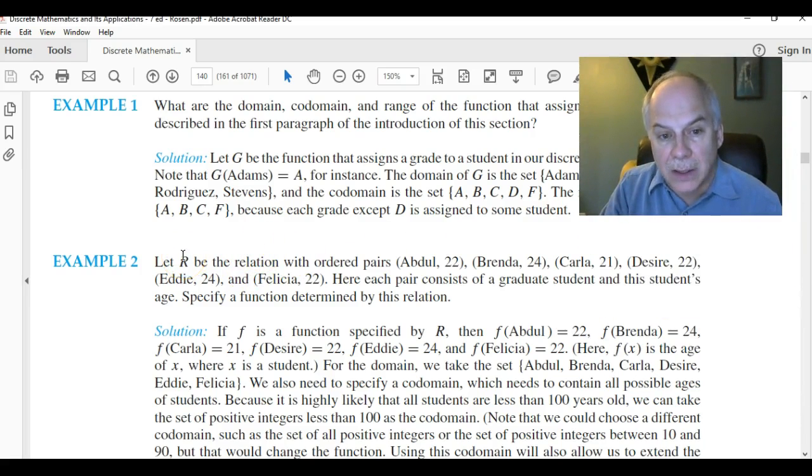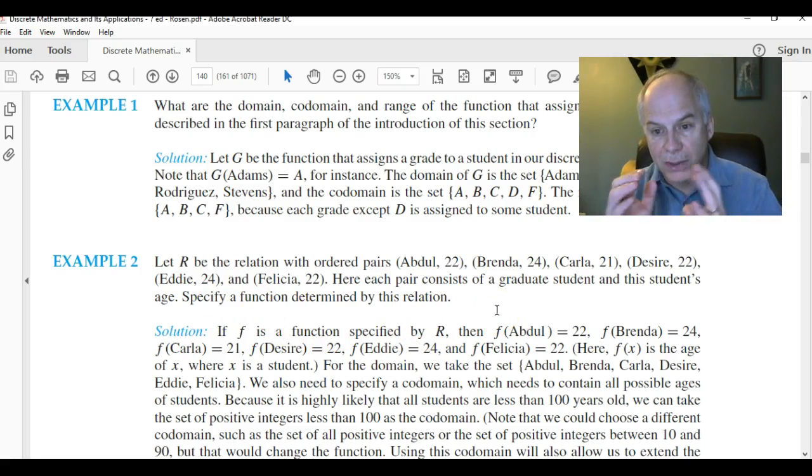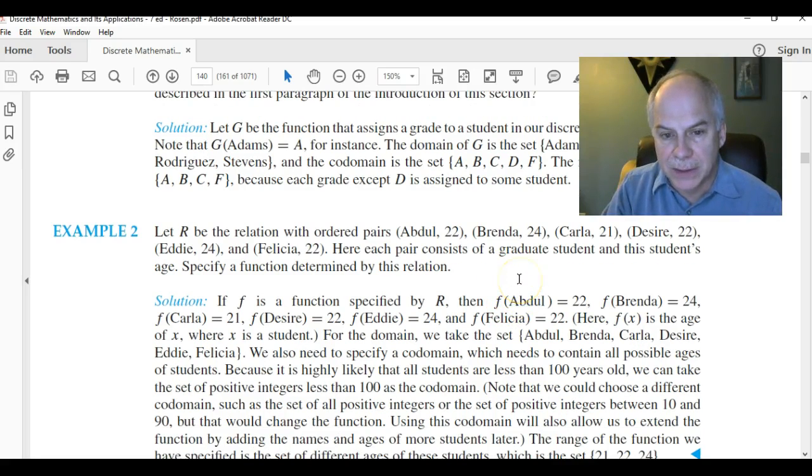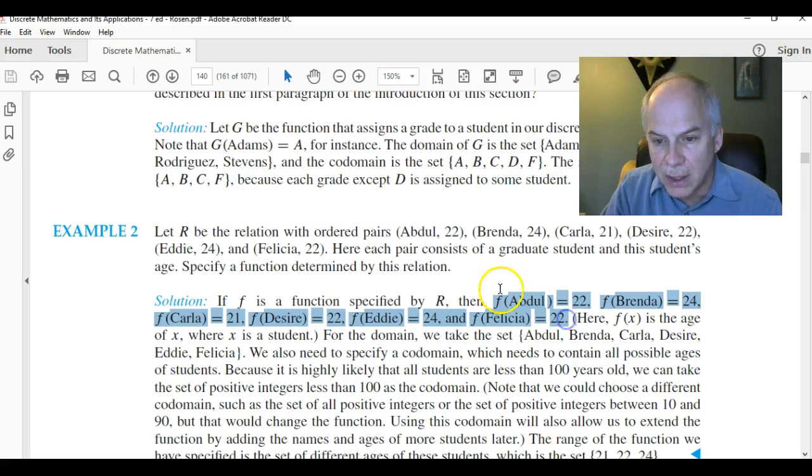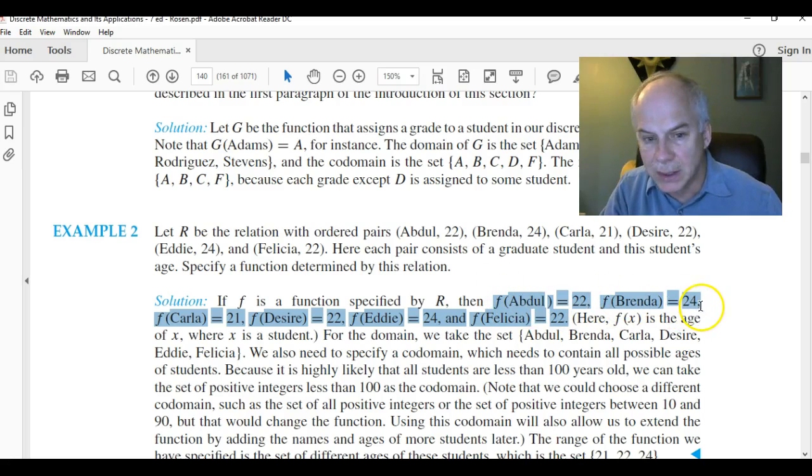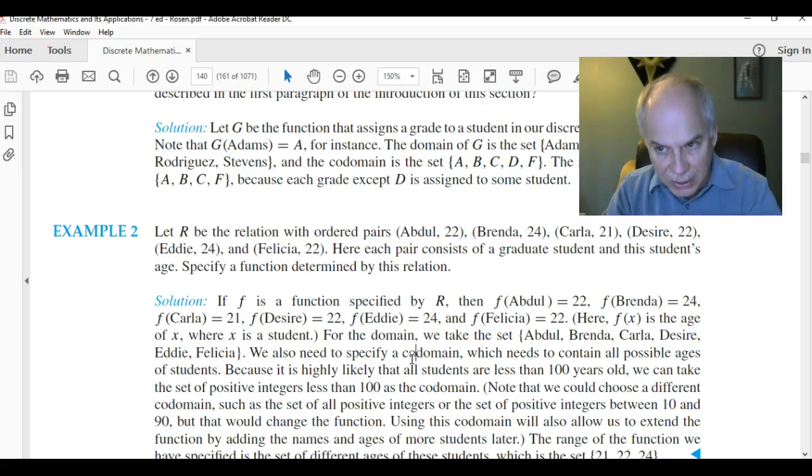Example 2, let R be the relation with ordered pairs Abdul 22, Brenda 24, Carla 21, Desiree 22, Eddie 24, and Felicia 22. So this is pairing a graduate student and the student's age. Specify a function determined by this relation. Now these are just single pairings. There's no function or formula that expresses these. So the function has to be just described as I'm highlighting right here. F of Abdul is 22. F of Brenda is 24. F of Carla is 21, etc. So you're expressing it as F of the first thing equals the second thing.